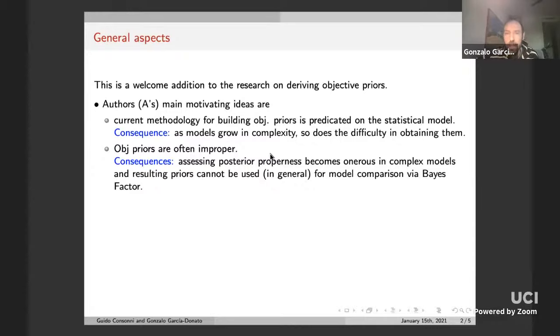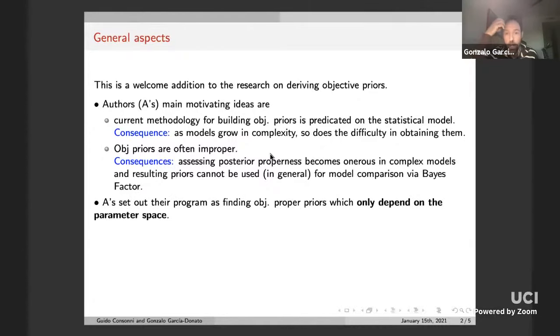And normally, assessing the posterior propriety is very difficult. So then they set up a program of finding objective priors which only depend on the parameter space. They don't depend on the model used.